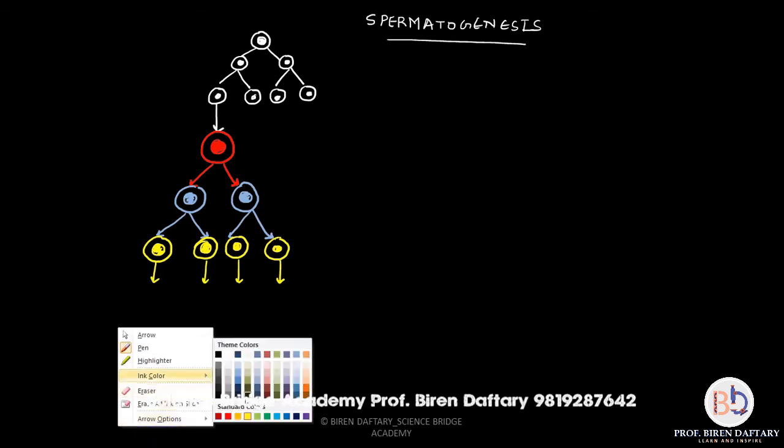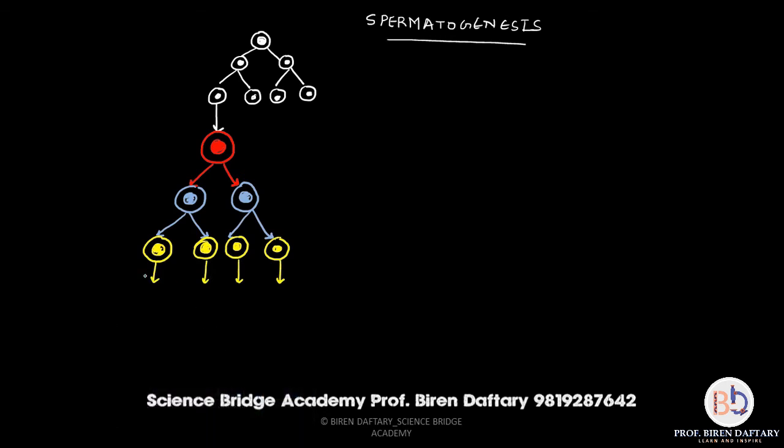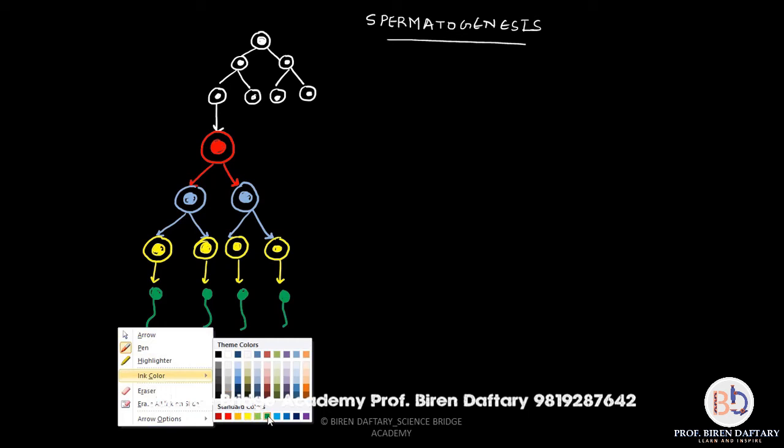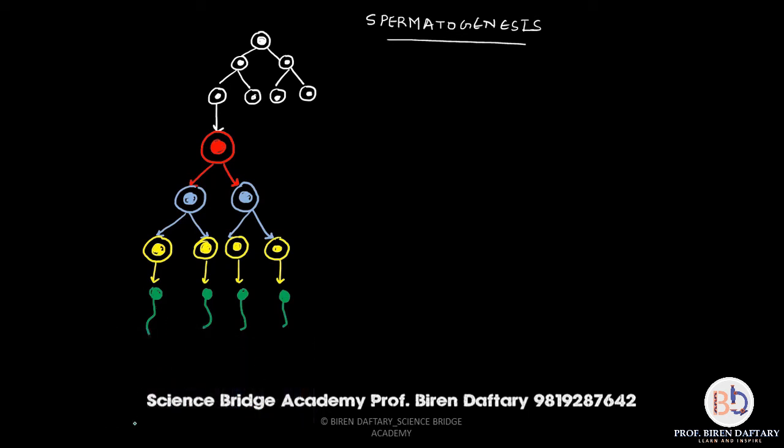We'll use the color green to denote the sperms. Each spermatid will give rise to one sperm, and as spermatids are haploid, similarly each sperm will be haploid and will have 23 chromosomes. So that is the basic diagram or flow chart of spermatogenesis. First the primordial cell giving rise to spermatogonium, giving rise to primary spermatocyte, secondary spermatocyte, spermatid, and sperms.